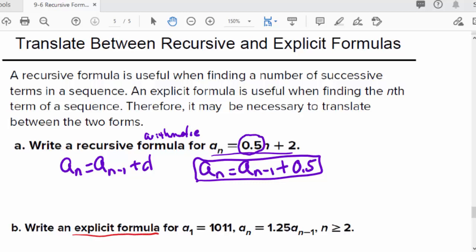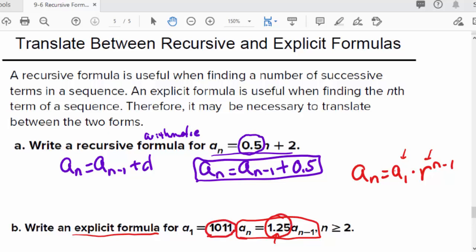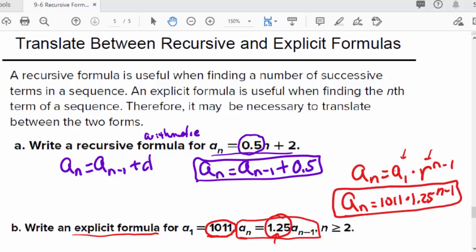On the next one, they want us to write an explicit formula, and that's coming from this one right here. This appears to be geometric because we're multiplying by a common ratio. So in order to do a geometric sequence, remember that one was a sub n equals the first term times r to the n minus 1. We need to find the first term and the common ratio. Well, we know what the common ratio is right here, and we can see the first term is 1011, so that formula is simply a sub n equals 1011 times 1.25 raised to the n minus 1, and this is our explicit formula for that geometric sequence.